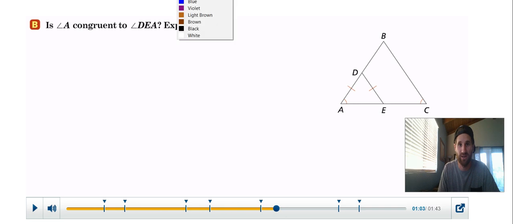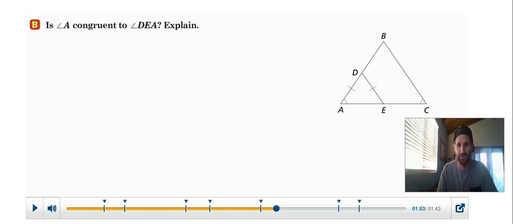So the first thing, let's go ahead and identify DEA. Here's DEA, so DEA is this angle right in here. Okay, so are those two angles congruent? Well, I see that their sides are congruent, so triangle DAE is an isosceles triangle. So yes, we know they're isosceles because they have two congruent sides. Thus, we know that those two pieces are congruent there at the bottom.